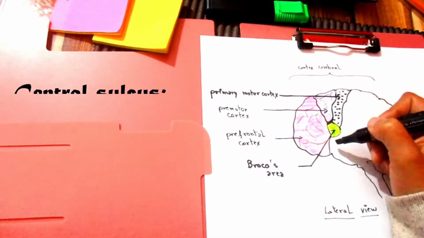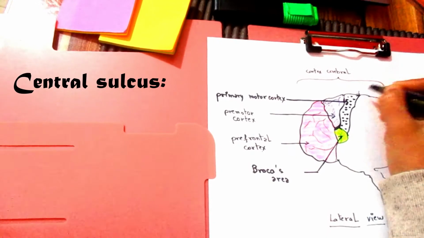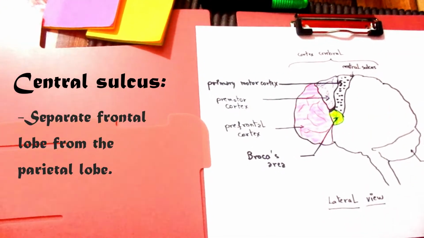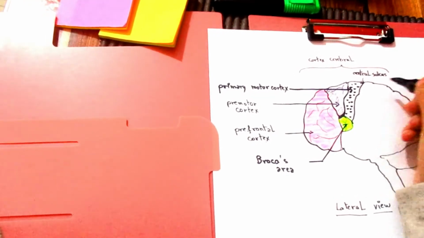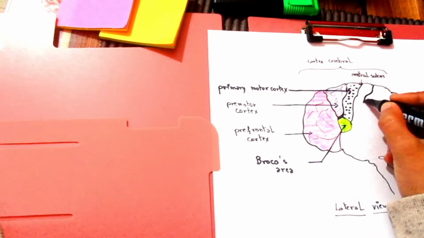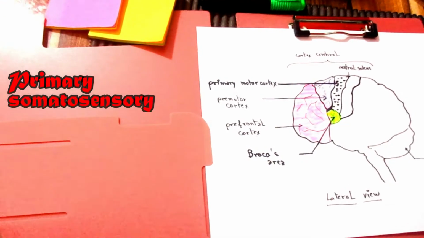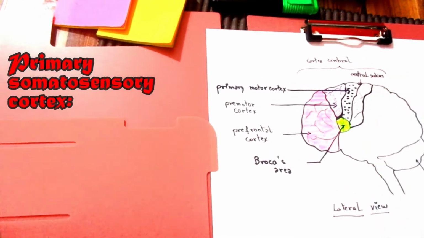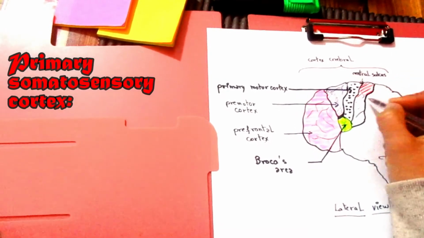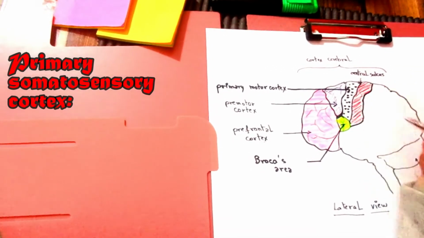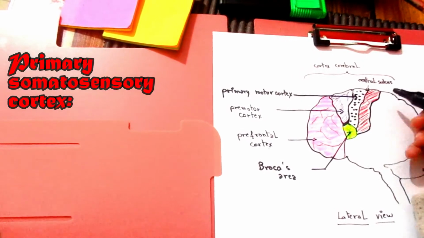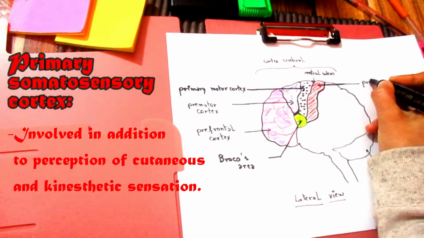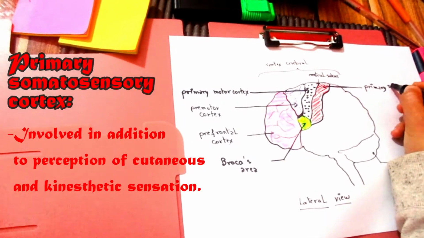So we have here the central sulcus, and it is a shallow groove separating frontal lobe from parietal lobe. And then we have here this area which is called the primary somatosensory cortex. This area is just posterior to the central sulcus in the parietal lobe of the cerebral cortex. So this part of brain is involved with perception of cutaneous and kinesthetic sensation.